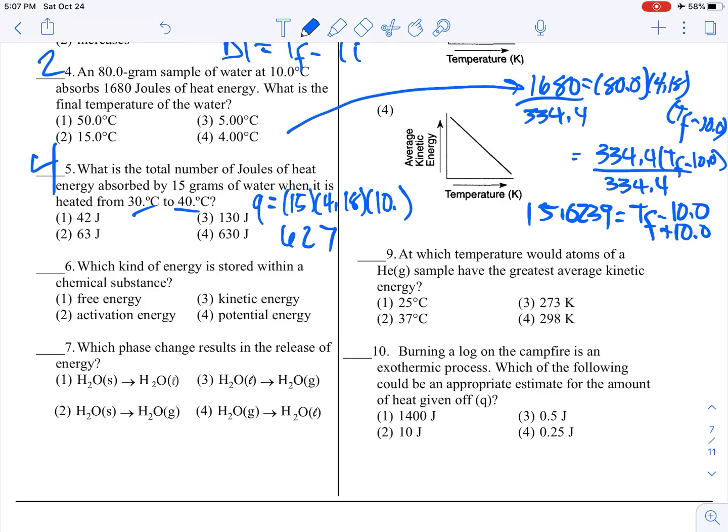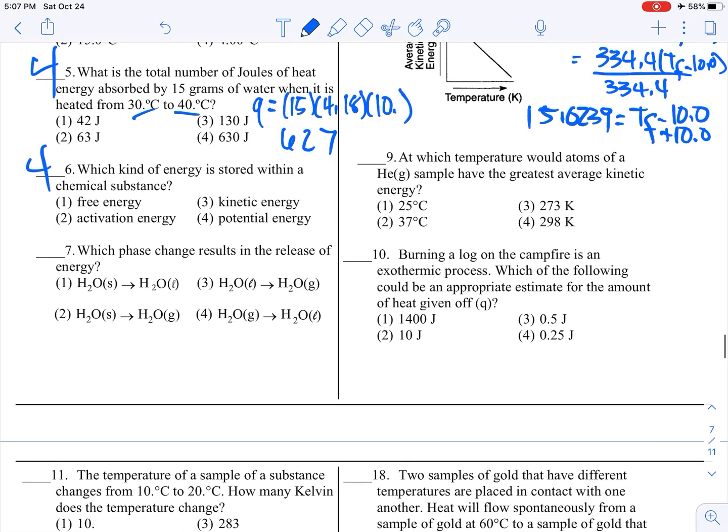Which kind of energy is stored within a chemical substance? Stored energy is potential energy. Which phase change results in the release of energy? Release of energy is exothermic. So when ice becomes liquid water, that is absorbing energy. When solid ice becomes gaseous water vapor, nope, have to take energy in. Liquid water becomes gas, we have to absorb energy. So the only one going opposite is our answer.